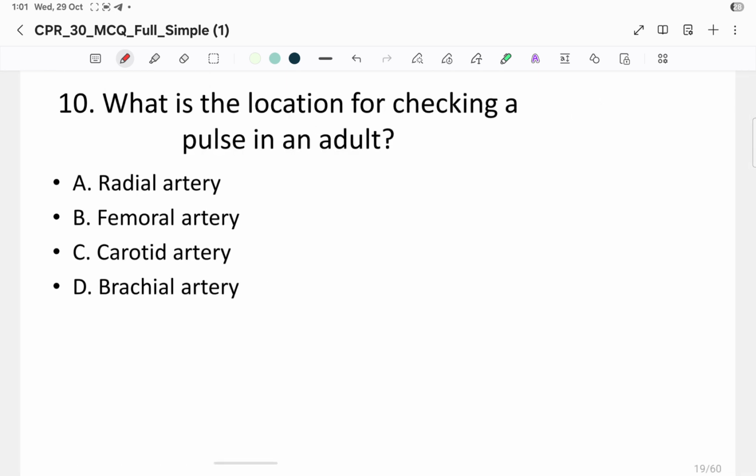Next, what is the location for checking a pulse in an adult? A, radial artery, B, femoral artery, C, carotid artery, and D, brachial artery. So during cardiac arrest in an adult patient, we check for what? Carotid pulse. So option C is the correct answer. For adults, we check carotid pulse, for children, we check femoral pulse, and in infants, we check brachial or femoral.